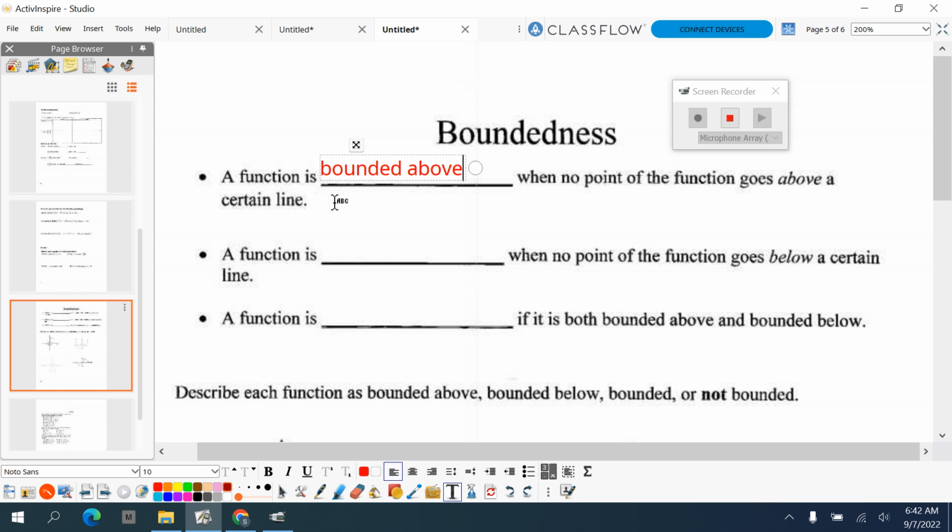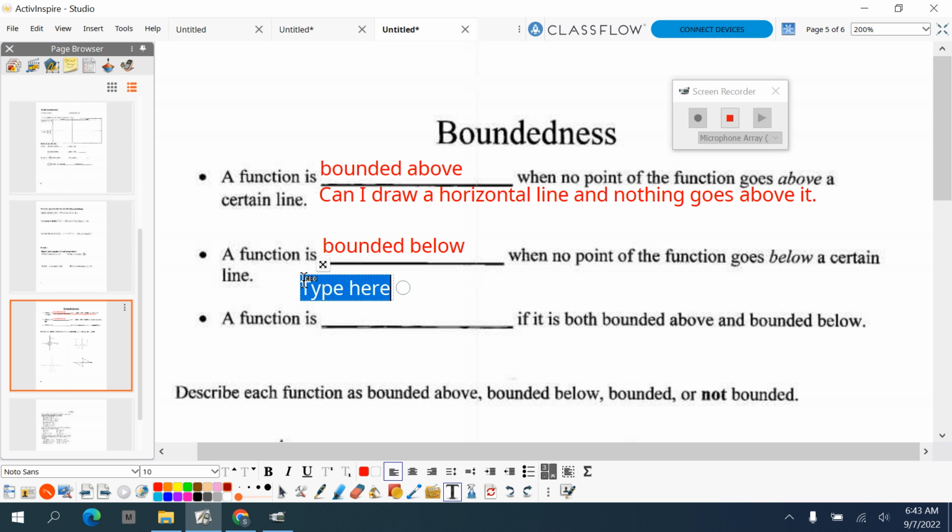So the question I want to ask myself when I'm doing this work with boundedness and looking at bounded above is, can I draw a horizontal line and nothing goes above it? If you can, then that function is bounded above. Similarly, bounded below is somewhat the same. Bounded below is when no point of the function goes below a certain line.